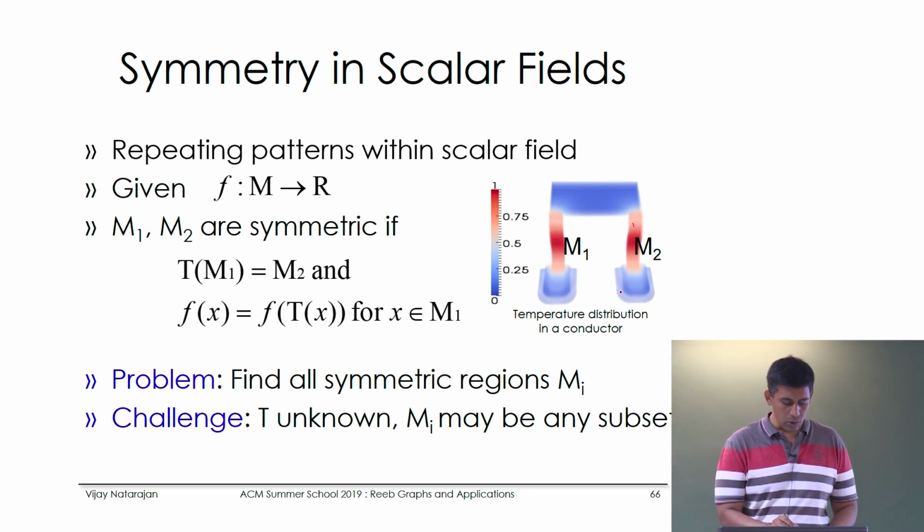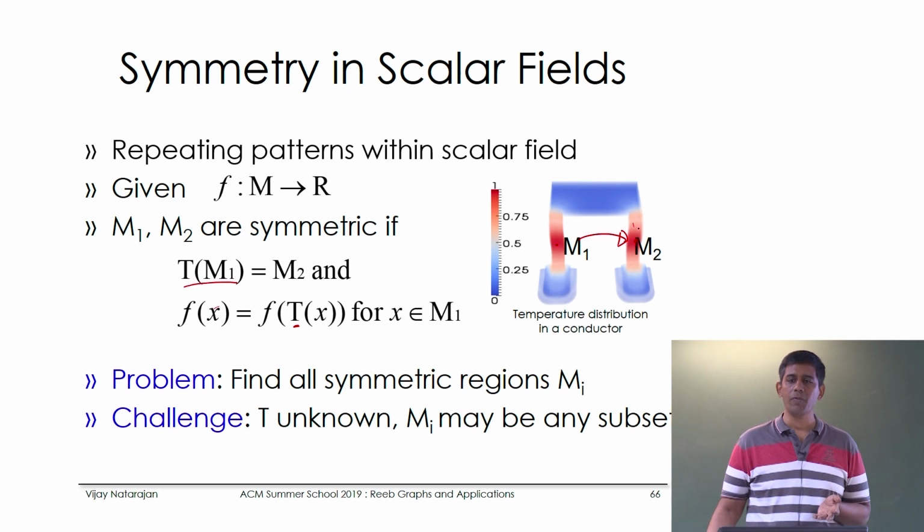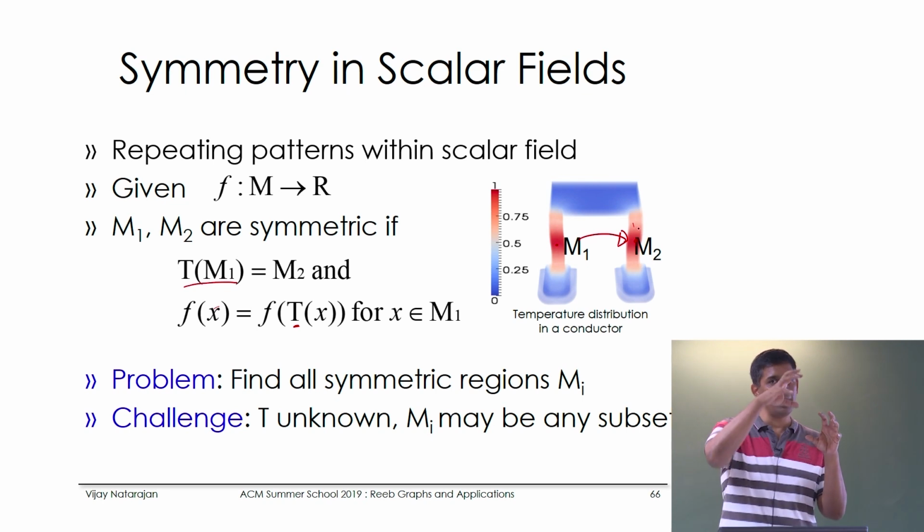Does that make sense? So which means that for T, M1, there is a transformation that takes M1 to M2. In addition, the transformation preserves the function values. So the function value at a point in M1 is the same as the function value at the corresponding point in M2. So we want this to be preserved. So we want to find all such regions. This is the problem of symmetry identification. So you can imagine that this is finding all copies.